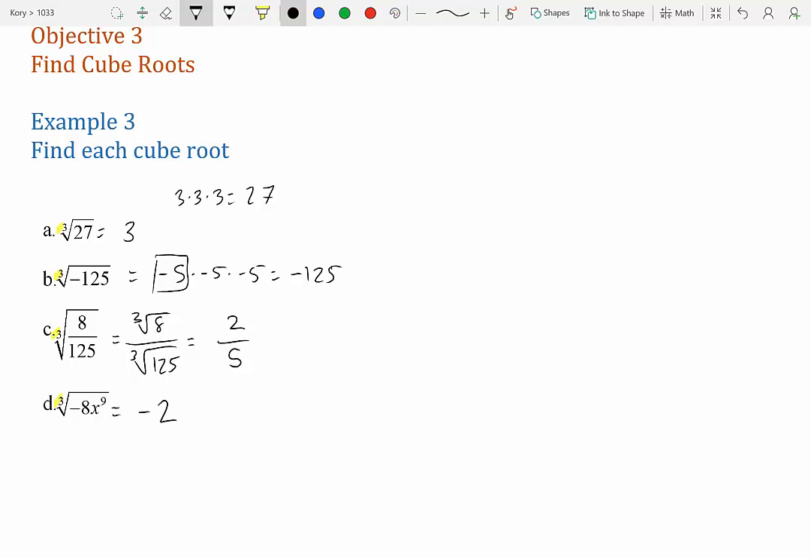And remember, we're going to see how many times can 3 go into 9. Well, 3 times, so that's x cubed.